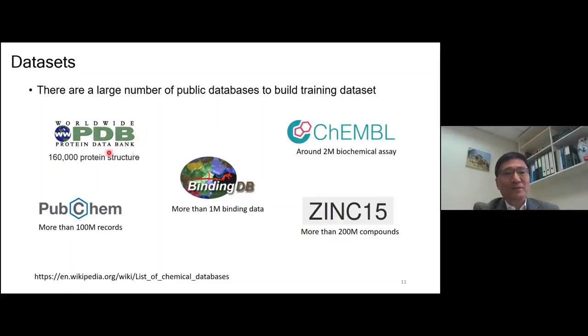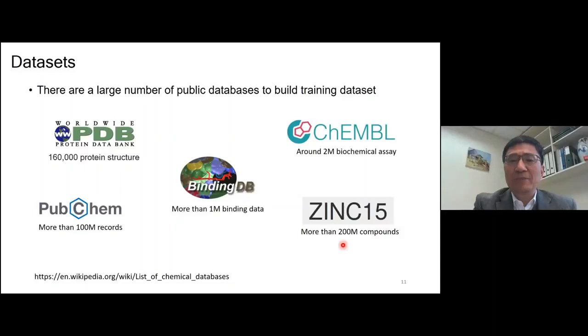So this bank won't save any money. And then we have another data bank called PubChem, with more than 100 million records of small molecules and so on. We also have other biochemical bioassays, in this case 2 million biochemical assays. And we have another data bank we call ZINC15.